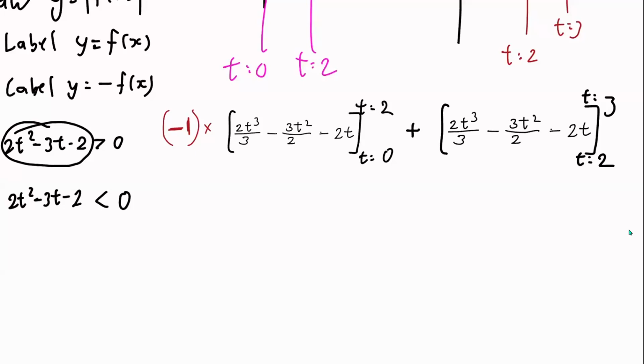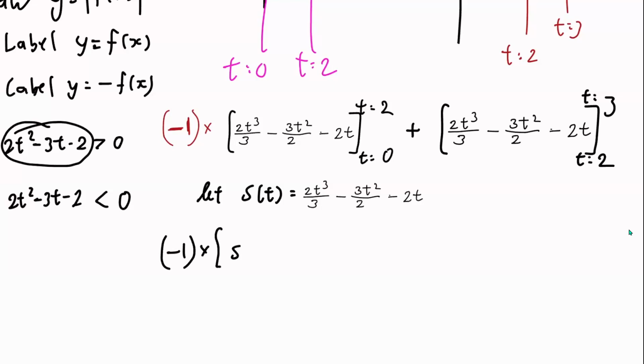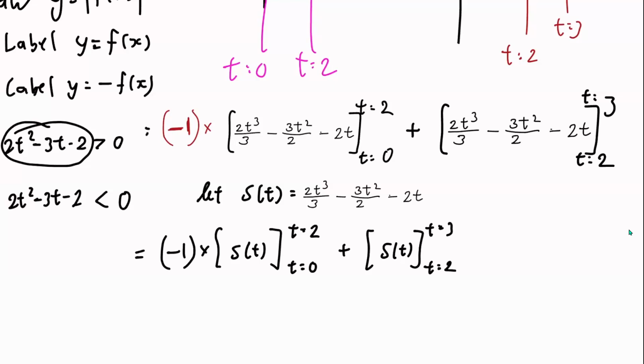All right. So let's just do a clever trick here. Let f of t, or actually, you know what? There's an actual name for this function. It's called s of t equals to this fellow here. So what we're doing is really just -1 multiplied by s of t, but you sub in upper t equal to 2, lower limit t equals 0, plus that same guy s of t, but upper limit t equal to 3, lower limit t equal to 2. Does this look familiar to you?